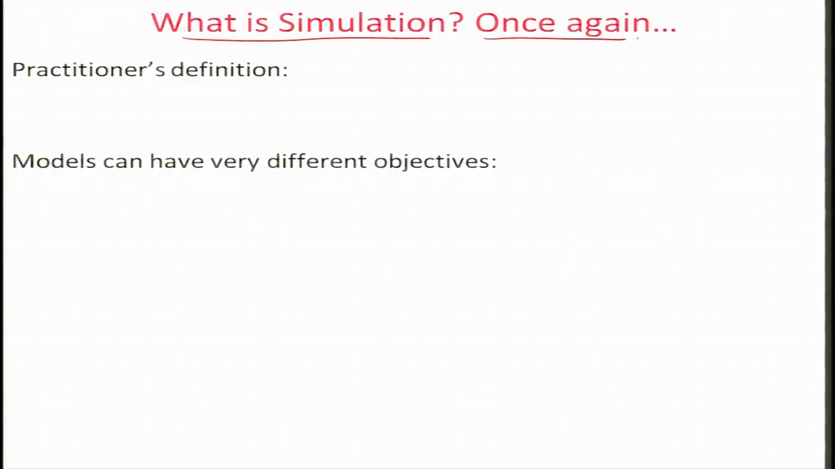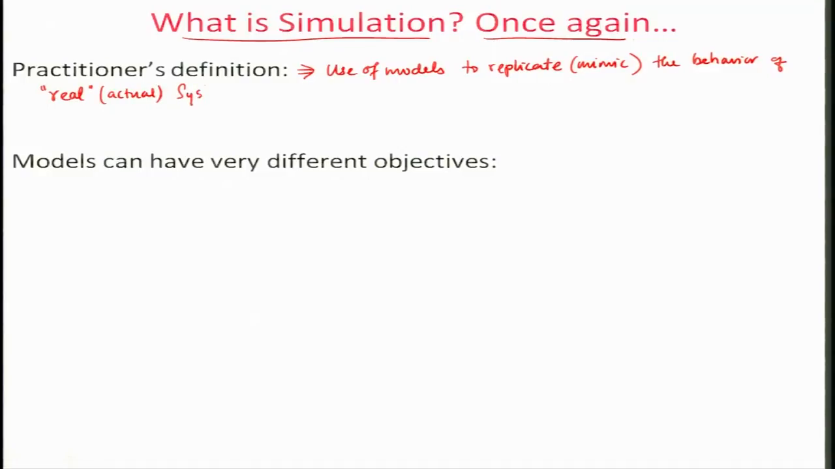Now, once again we will look into the definitions of what a simulation is, in the light of these key aspects of simulation. Here I will focus more on the practitioner's definition. The practitioner's definition says simulation is the use of models to replicate or mimic the behavior of a real system, or we will call it the actual system.